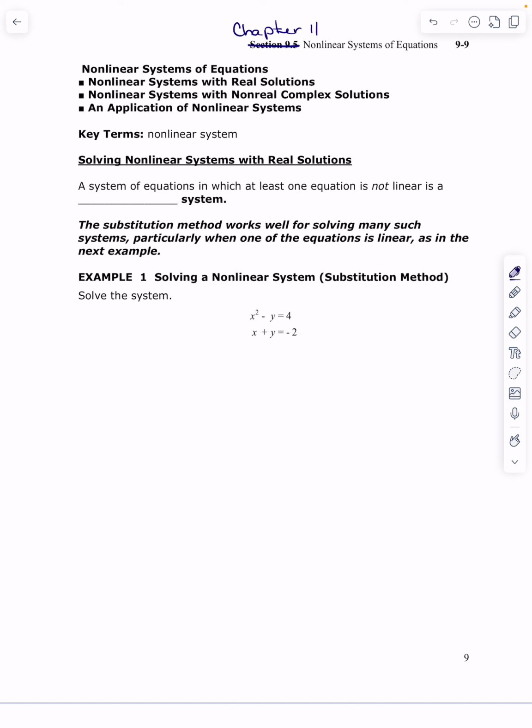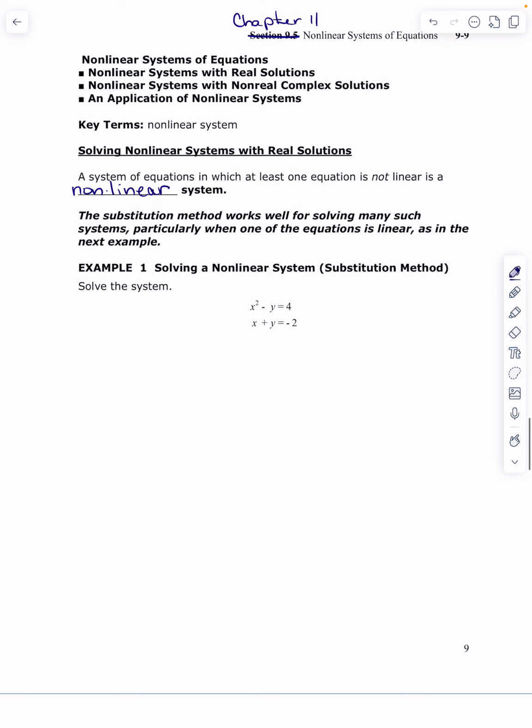Okay, so a system of equations in which at least one equation is not linear is called a nonlinear system. If they are both linear, it's a linear system. If at least one is not, it is nonlinear. Okay, so let's take a look at example 1.